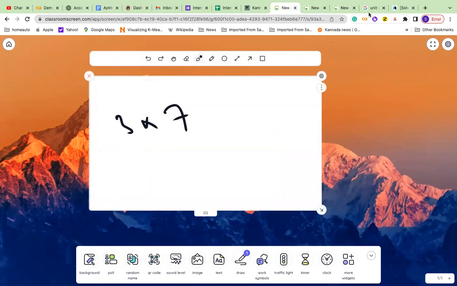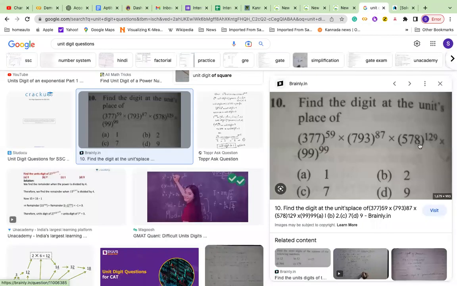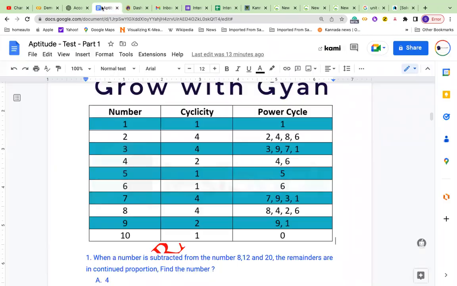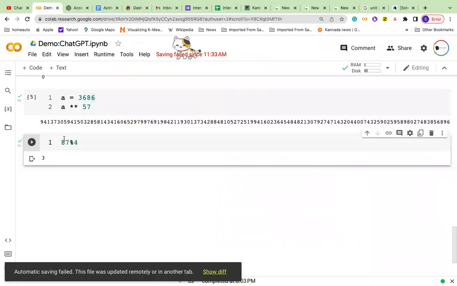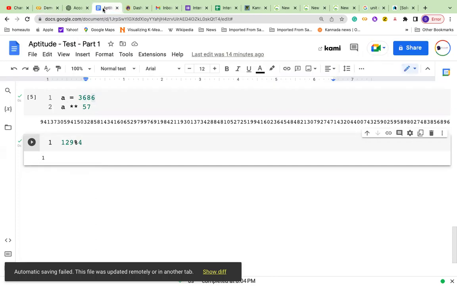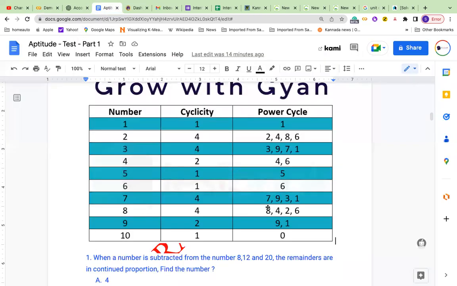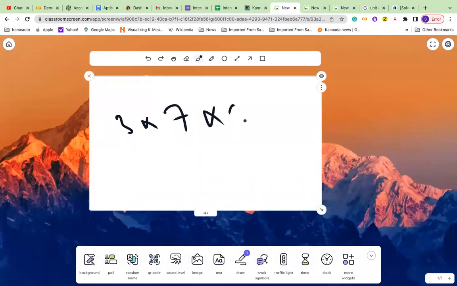Then what is the next number? The next number is 8 to the power of 129. What is the 8 cycle? The 8 cycle is 4. Again, I should be doing modulus 4. 129 modulus 4. I got 1. So 1 means what is our number? 8. So then it is into 8.